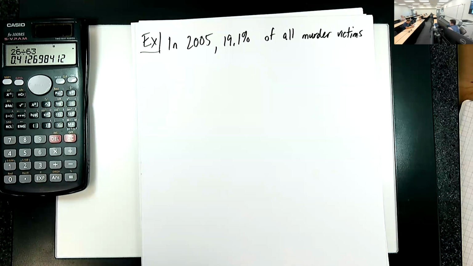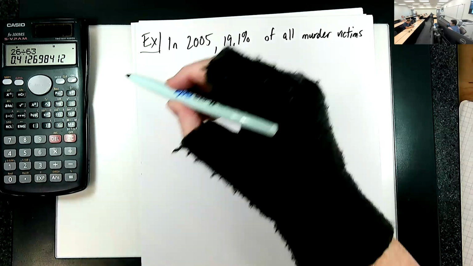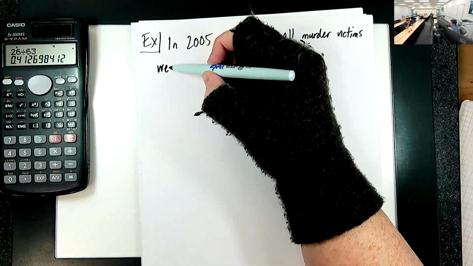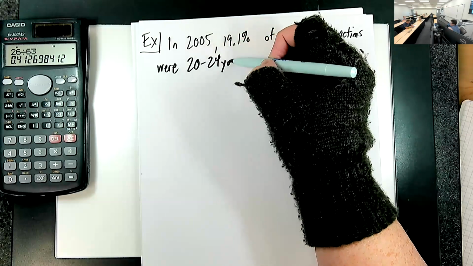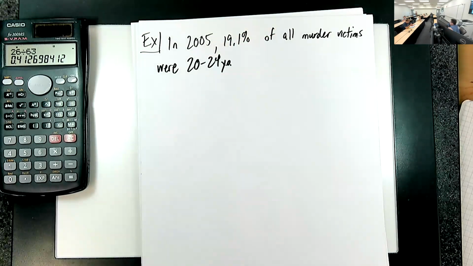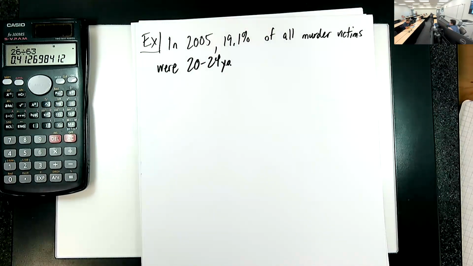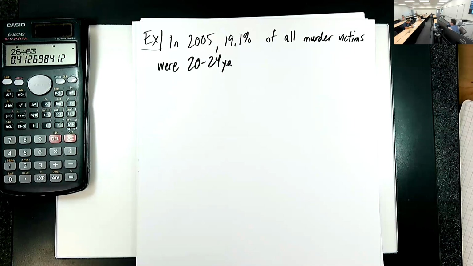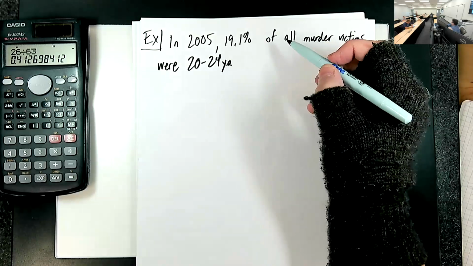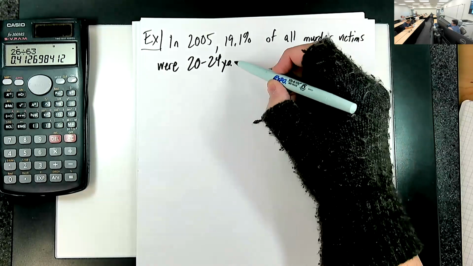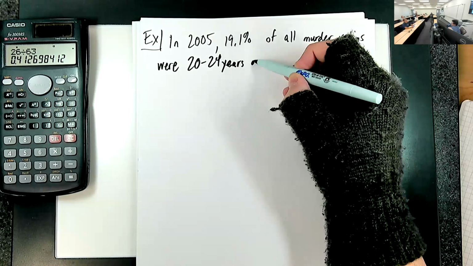In 2005, 19.1% of all murder victims were 20 to 24 years old. Now, I don't know where the region is they're talking about, if this is all the US, or a specific city in the US. I'm not sure where this applies to. Also, the YO is years old, okay? I'll just write years old.